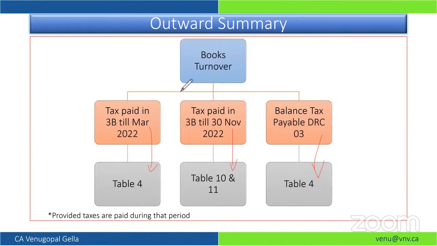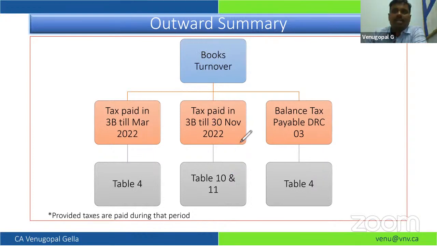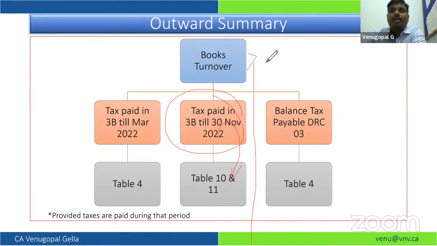But for some reasons, sometimes there will be a difference. The difference is, if you pay in the next year, you report it in your table 10. But you didn't even realize. Today you are realizing, which is after 30th November, and you are making the payment. The payment can only be paid through DRC03.